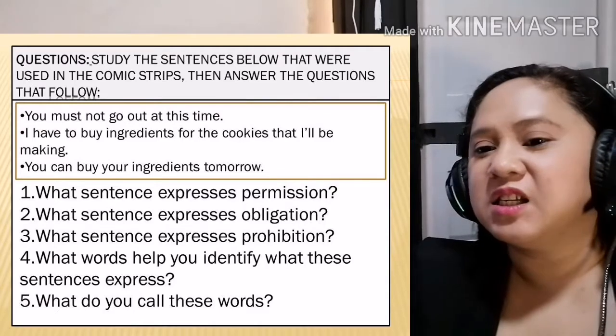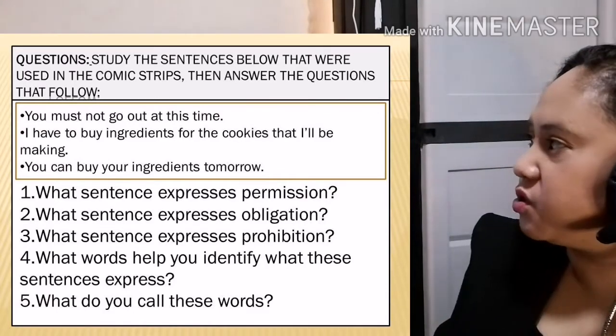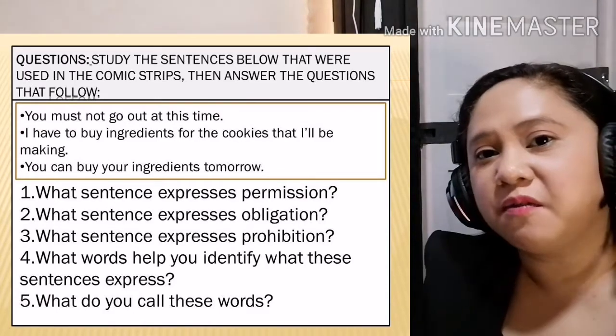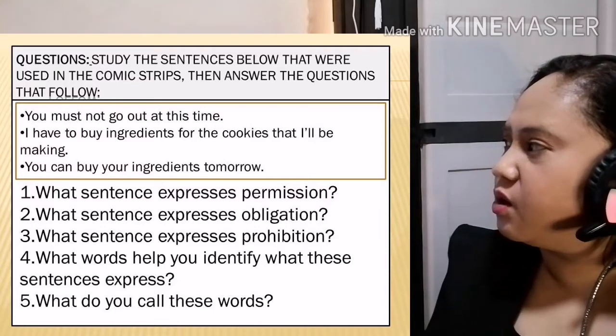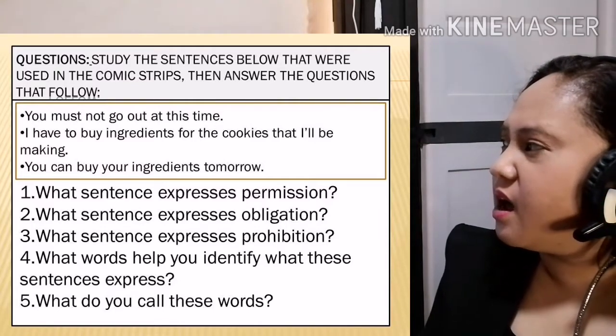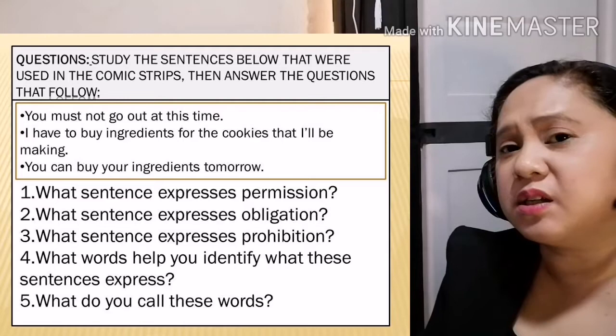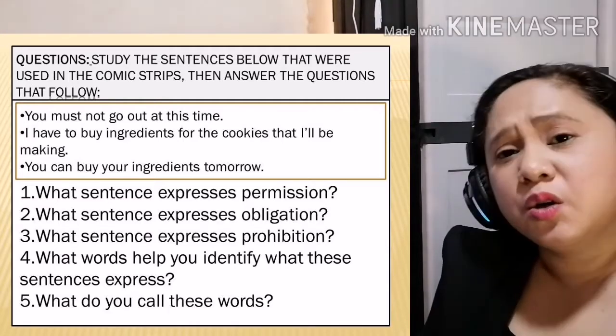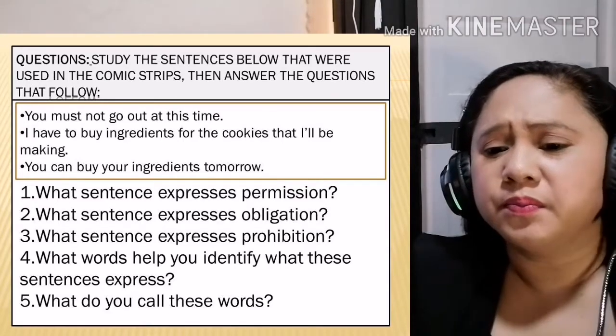Let's study the sentences below that were used in the comic strip. Then answer the questions that follow. You must not go out at this time. I have to buy ingredients for the cookies that I'll be making. You can buy your ingredients tomorrow.